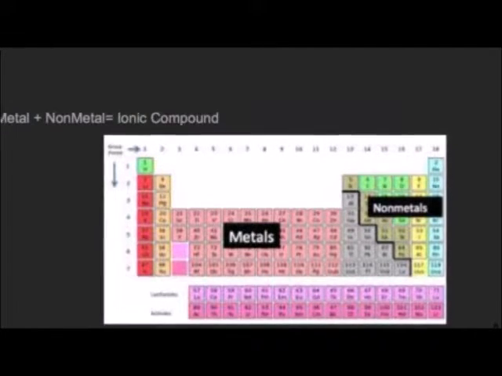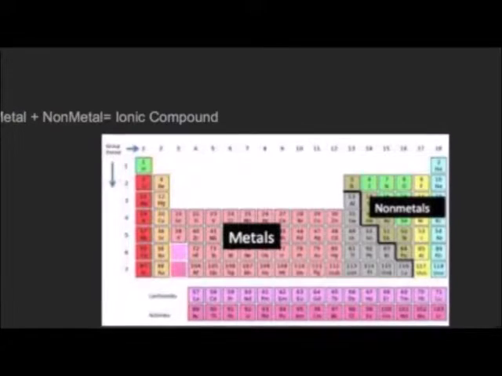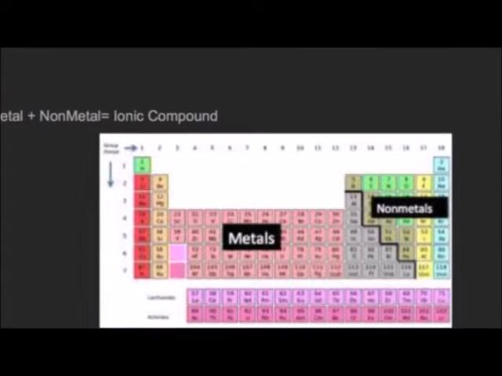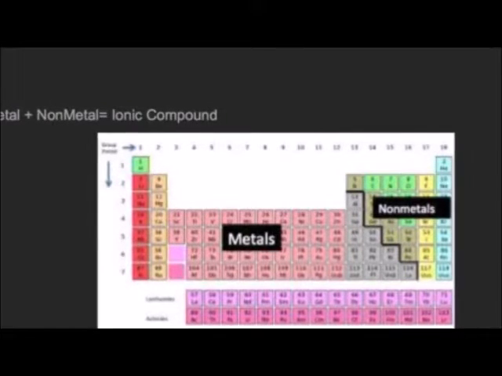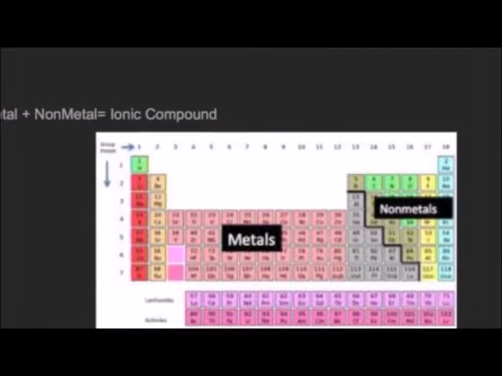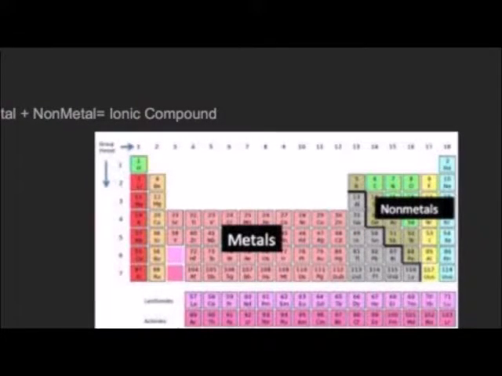Each metal atom loses 1 or more electrons and becomes a cation, a positively charged ion. Each nonmetal atom gains 1 or more of the electrons lost by the metal atom and becomes an anion, a negatively charged ion.